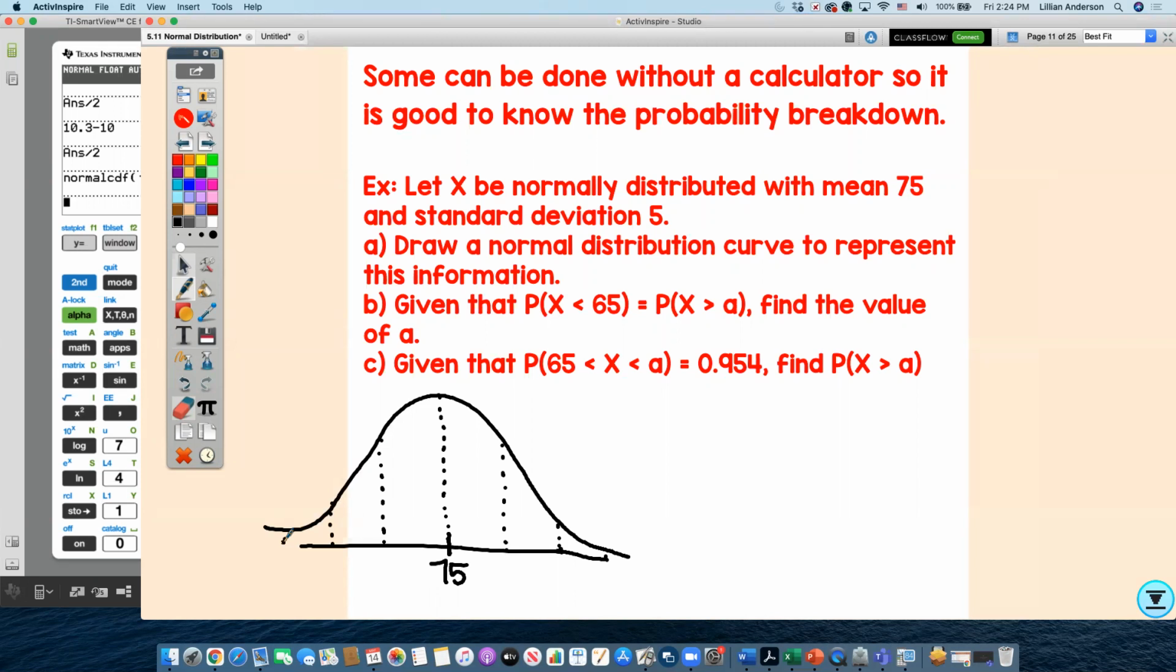So if I go to the right of the mean, what's this value? 80. The next one, 85, and the next one after that, 90. Let's go to the left of the mean. What's this one? 70. Keep going. 65, and 60. There you go. And just like with any graph or diagram you draw, you want to make sure you label. This one does not have a value for X. So then you just put X.